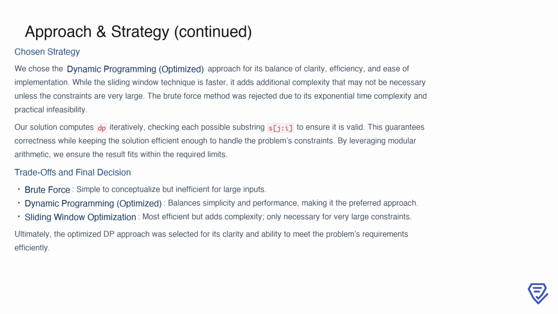The brute force method, on the other hand, was rejected due to its exponential time complexity, which makes it impractical for solving this problem. The optimized dp solution iteratively computes the dp array by checking each possible substring s[j..i] for validity, ensuring correctness while maintaining efficiency. Modular arithmetic is used throughout to keep the results within the required limits. In terms of trade-offs, the brute force approach is simple but slow, the sliding window method is fast but complex, and the optimized dp approach strikes the right balance. This makes it the preferred choice, as it effectively meets the problem's requirements without unnecessary complexity.